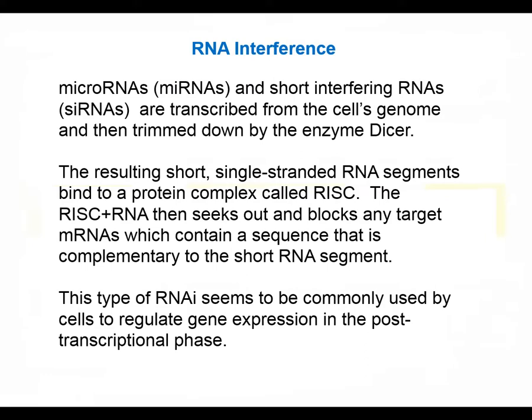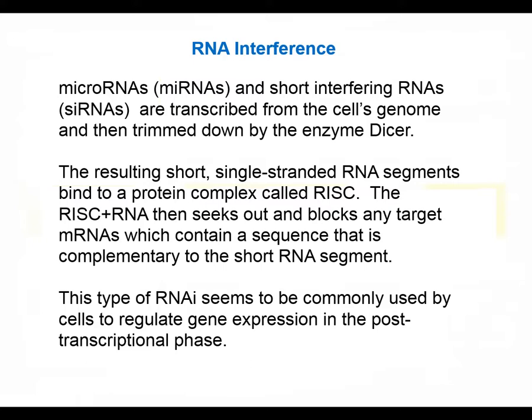All right, RNA interference. This is the last topic for our chapter. RNA interference is a pretty new discovery in biology, and these RNAs are transcribed from genes in the genome, and once they're transcribed, they are called microRNAs or short interfering RNAs, and both of those are trimmed down by an enzyme called dicer. And you end up with these short little single-stranded RNA segments that bind to a protein complex called RISC.